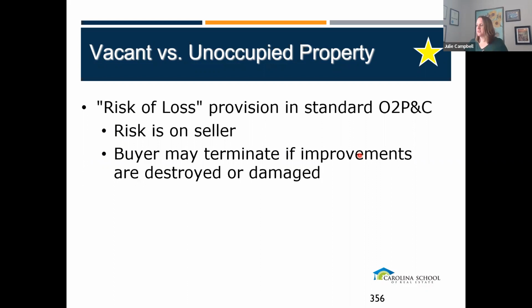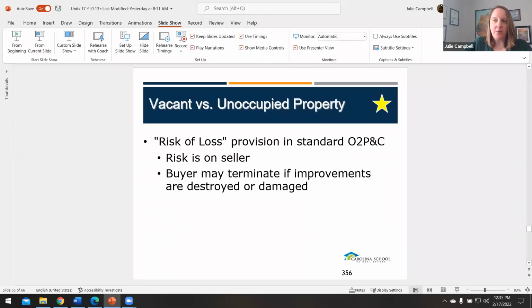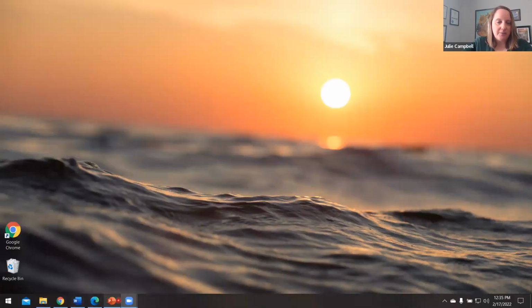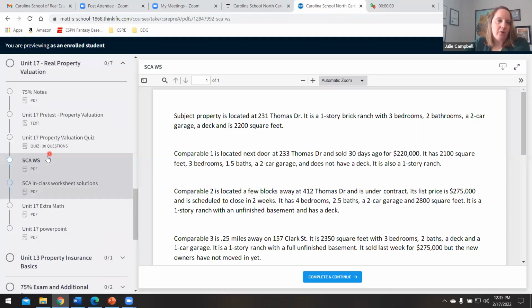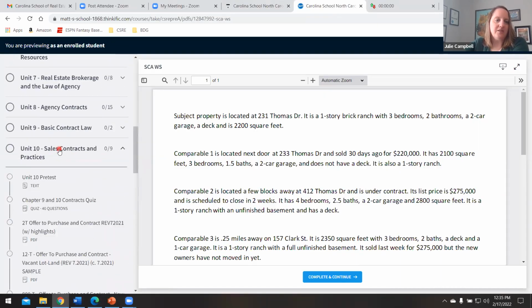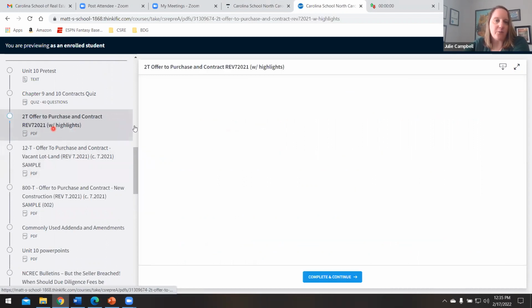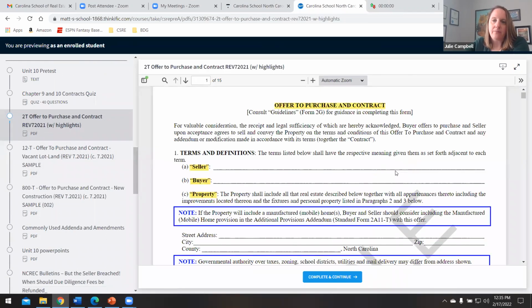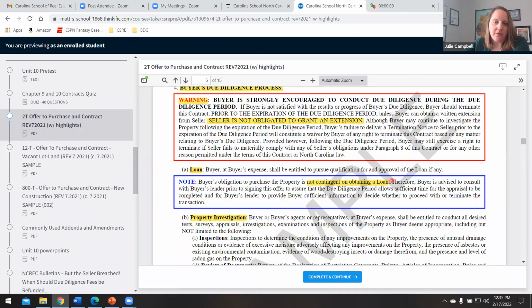In your book on page 356, near the bottom, do you see the risk of loss provision? 356, risk of loss, cross that out. That's no longer current. The current is always in the forms in Learn Test Pass. So they've updated it since this book was printed. So what we're going to do is take a pause. We're going to go into Learn Test Pass, go back up to the Unit 10 material, and look at our offer to purchase and contract, and the risk of loss provision.